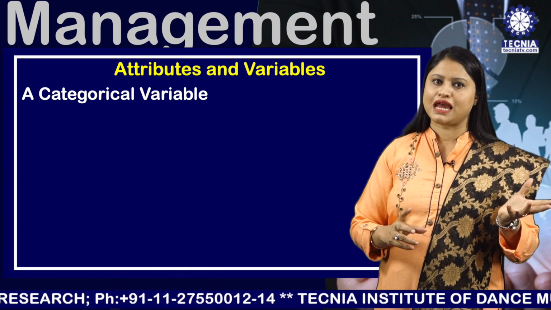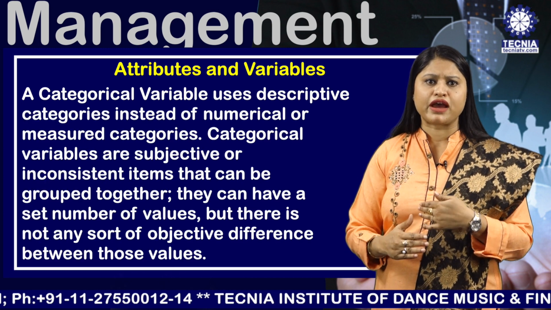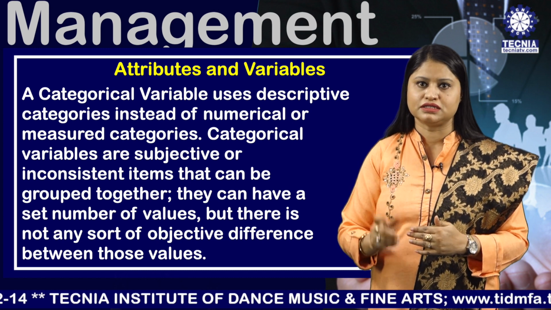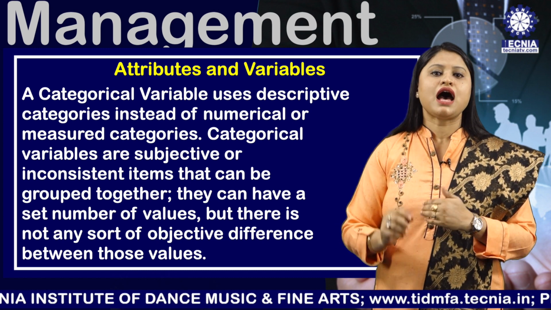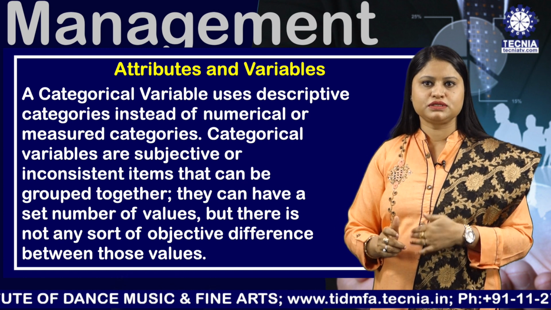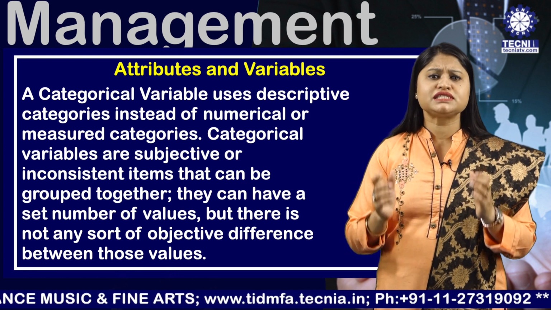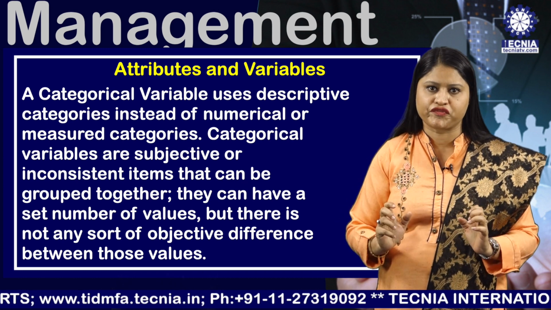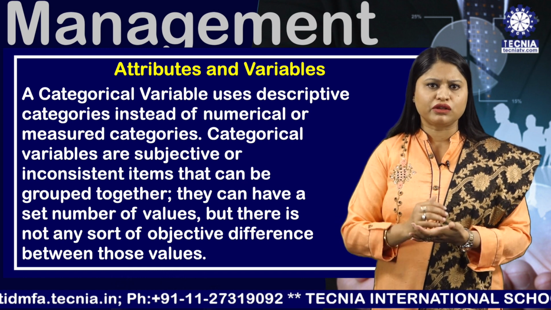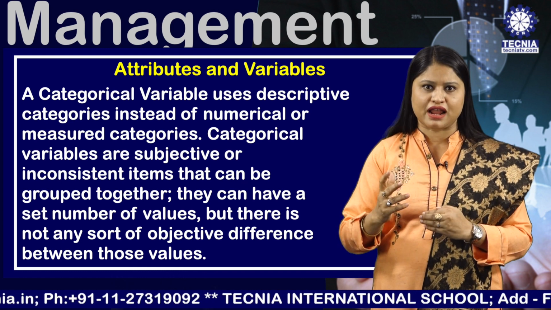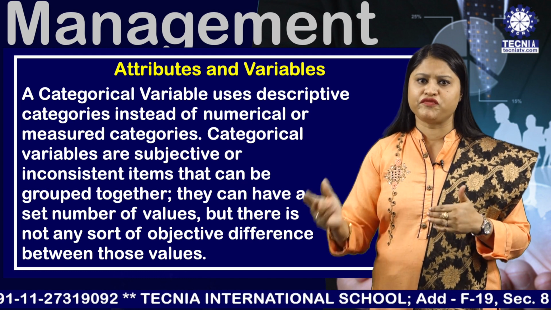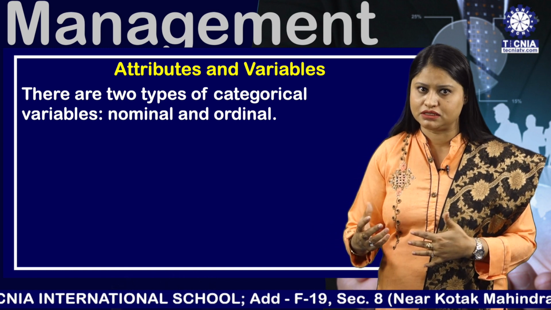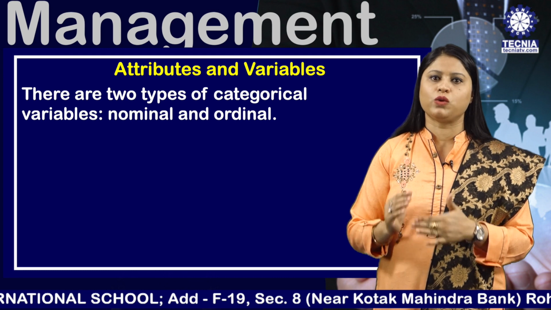Now come to the next type, that is the categorical variable. A categorical variable uses descriptive categories instead of numerical or measured categories. Categorical variables are subjective or inconsistent items that can be grouped together, and they can have a set number of values, but there is not any sort of objective difference between those values. So categorical variables are things that can be described, like color, taste and preferences. There are two types of categorical variables. The first is nominal and the second one is ordinal.